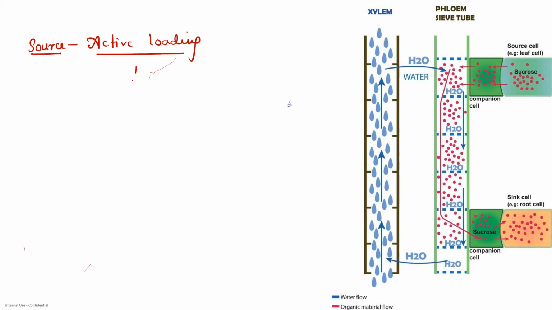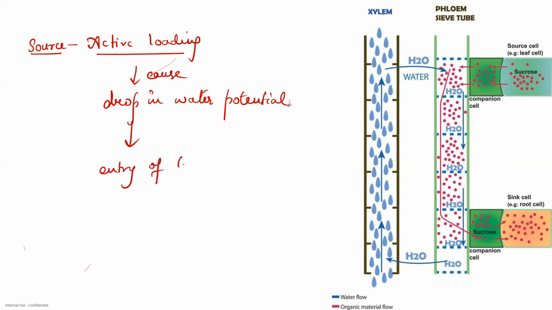This active loading will cause a drop in water potential. This drop in water potential will cause what? Entry of water into sieve elements from xylem.